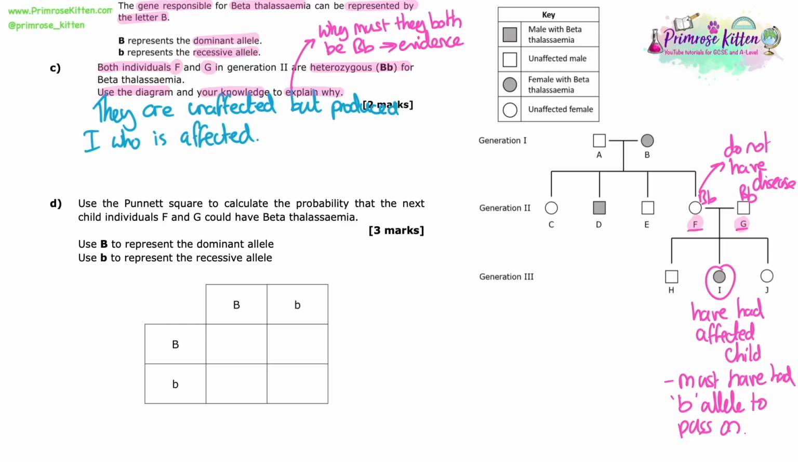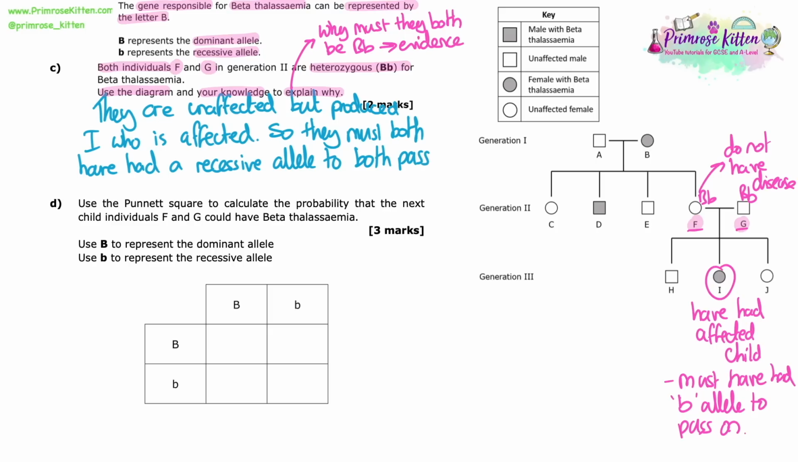So we can always start our explanation by saying they are unaffected, but they produced a child, in this case child I, who is affected. So we can say they must both have had at least one recessive allele in order to both pass on the recessive allele to child I, but obviously they are both unaffected, so they must also have had a dominant copy.